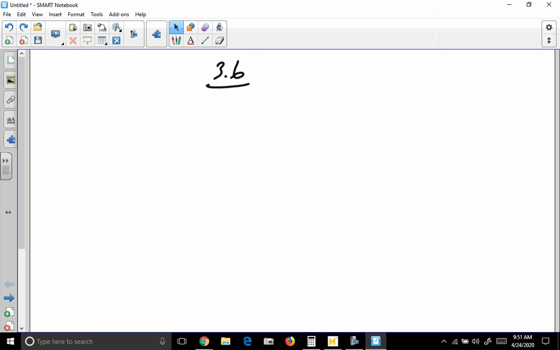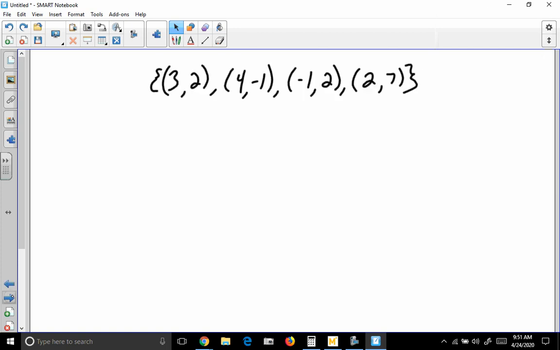So let's look at some examples out of 3.6 dealing with functions and things of that nature. So the first question we're going to look at asks for what is the domain and what is the range. So remember that domain are the x values, range are the y values.